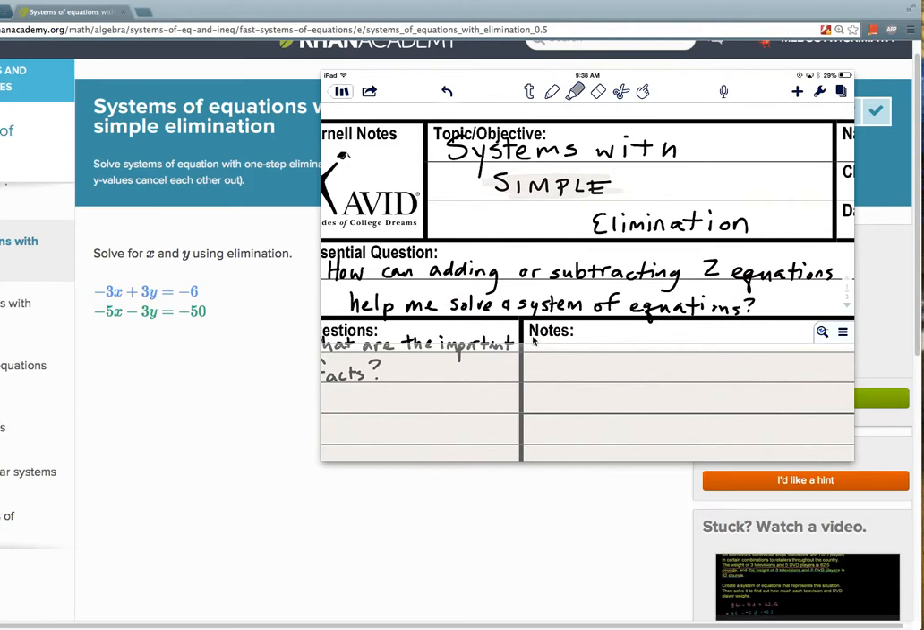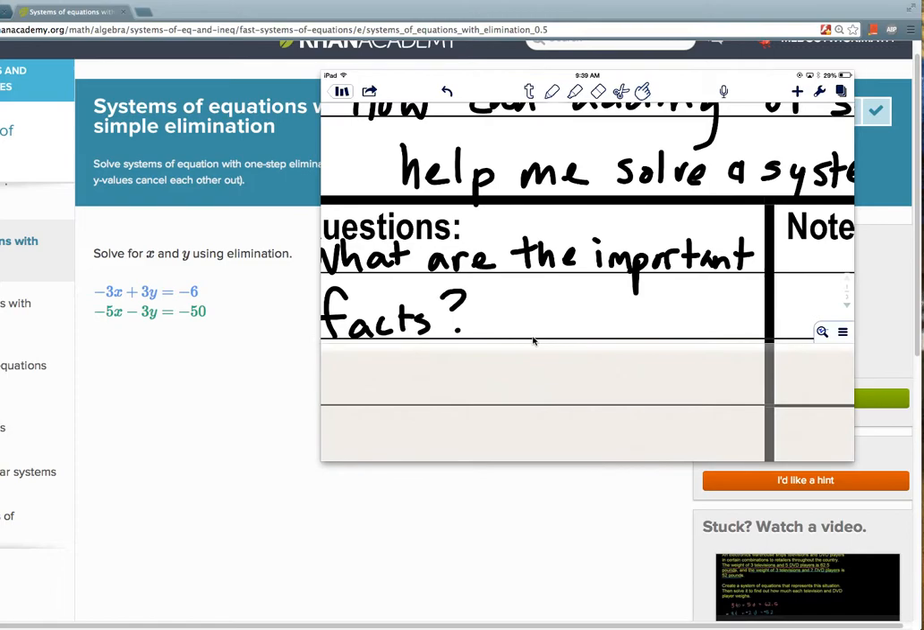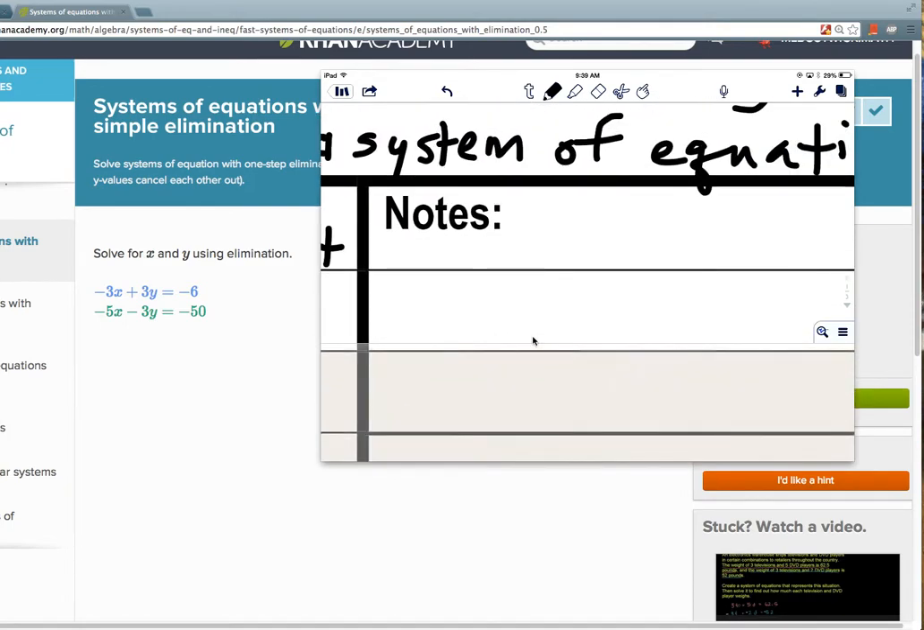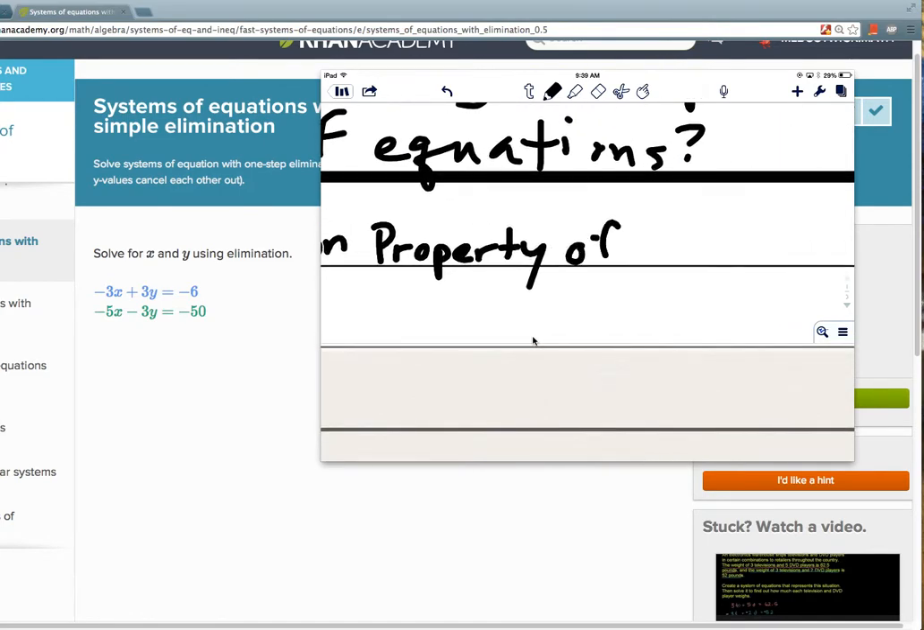So I'm going to start with this question here. What are the important facts? And there's a couple of background facts you need to know for this particular skill. And so the first one is the addition property of equality.